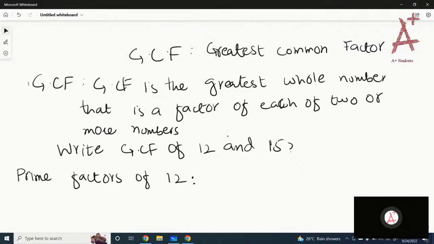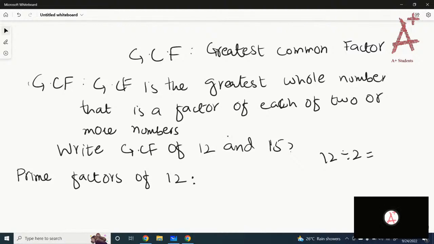If you have any problem finding prime factors, you can go to previous grades. You have that topic there, or you can search the channel. I think it's in grade 6. So let's start with the prime factors. For the prime factors, you have to divide the number by the smallest prime number. The smallest prime number that can divide 12 is 2.